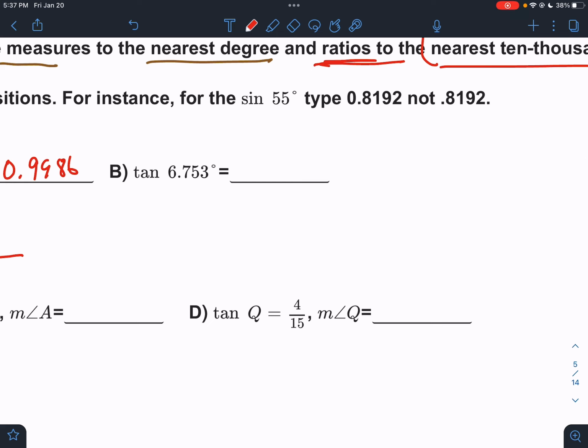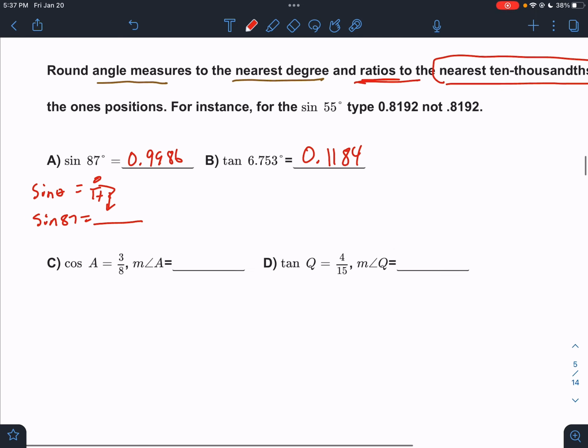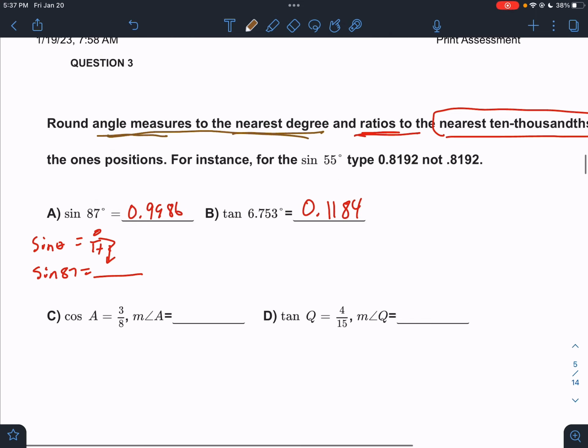Tan of 6.753. Oh, that's just a diagonal on my keyboard. Tan of 6.753 is 0.1184. All right, and it says angle measures to the nearest degree. That's like a nearest whole number.